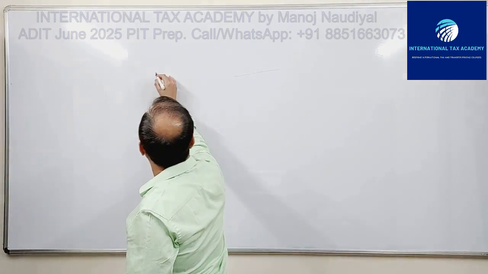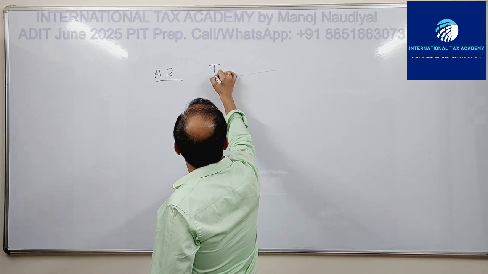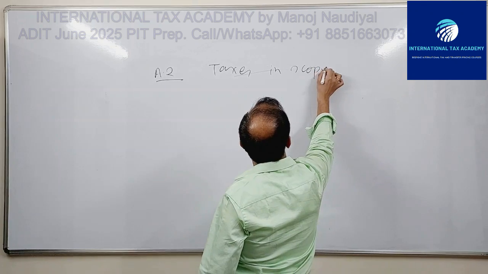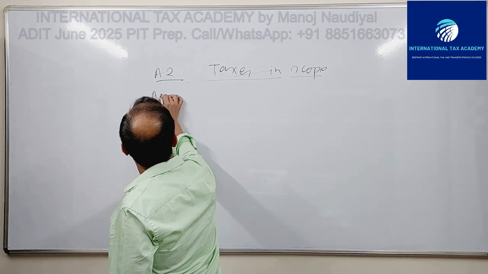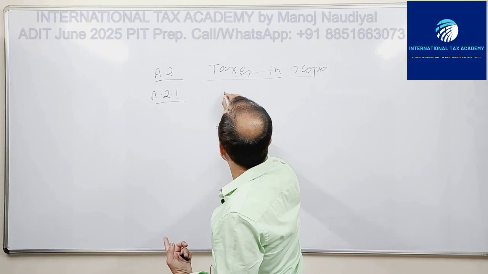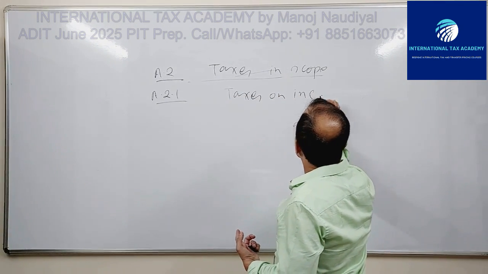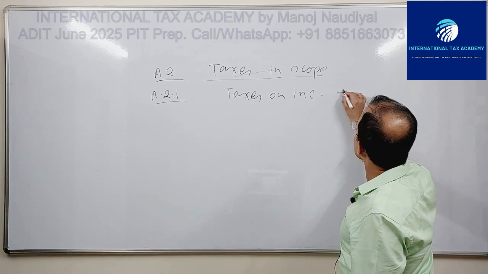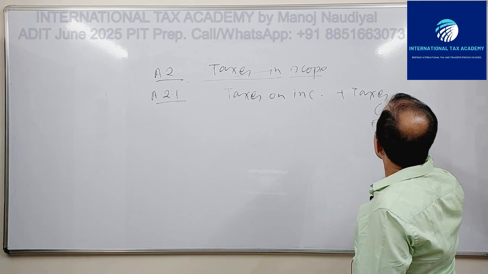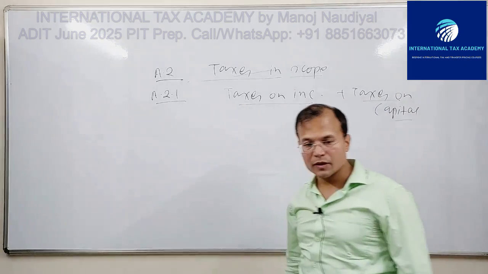Now that we've read Article 2, taxes in scope. So Article 2.1: the convention shall apply to taxes on income and capital, taxes on income plus taxes on capital. Broad scope.